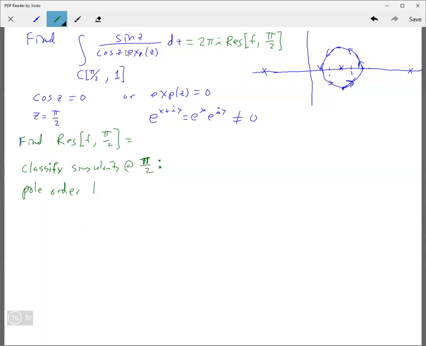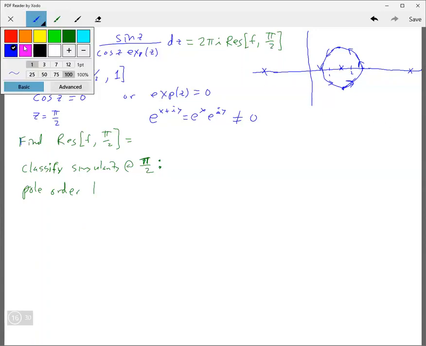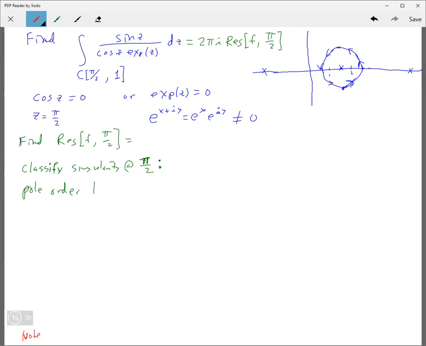The exception is if you had something like, look, this might be a little bit confusing, quick note over here. If you had 1 over cosine z minus 1, this would be a pole of order 2 at 0. Something like that would give you a pole of order 2. But if it's just straight up cosine z by itself, not 1 minus something, which makes it 0, then it's going to be a pole of order 1. Okay?